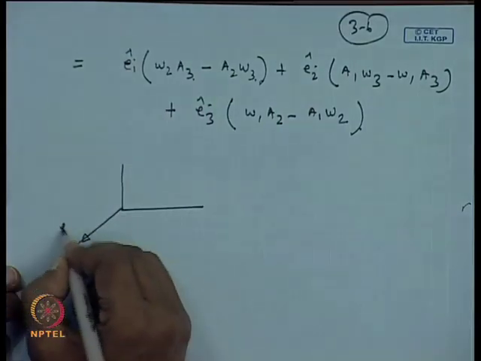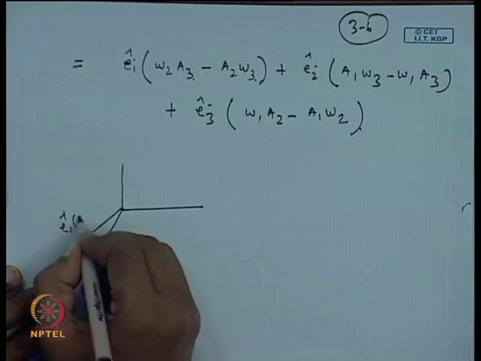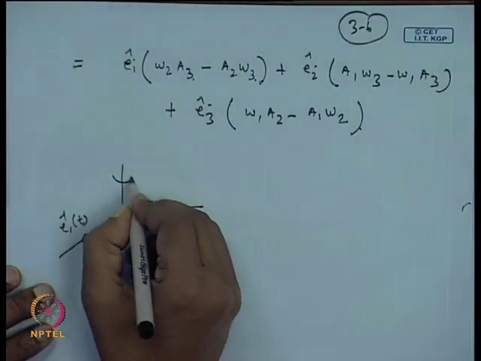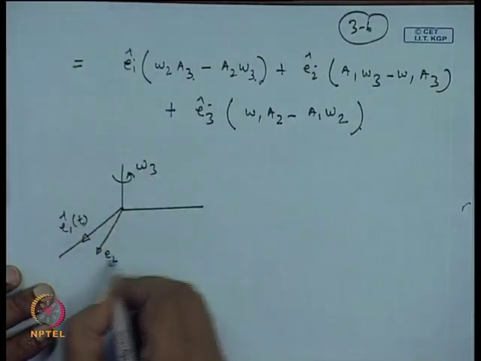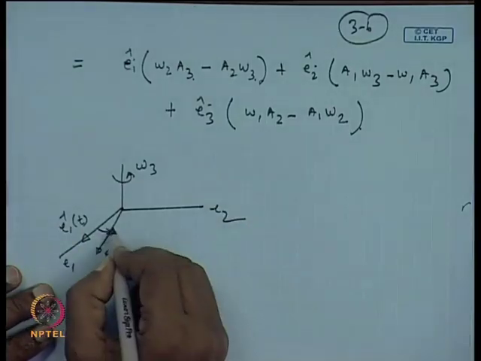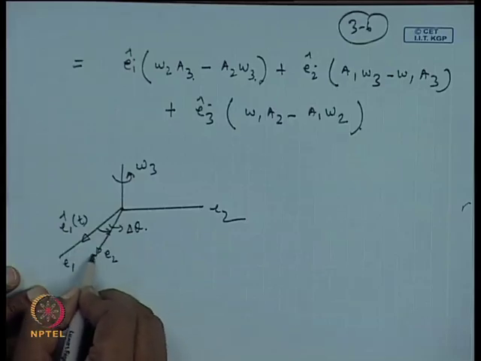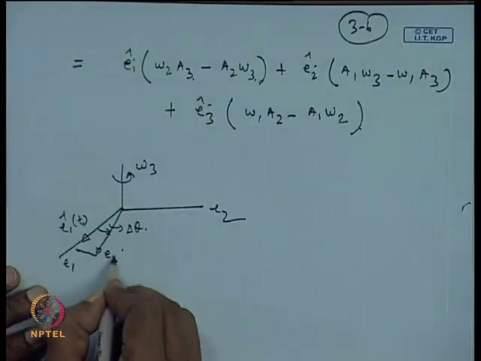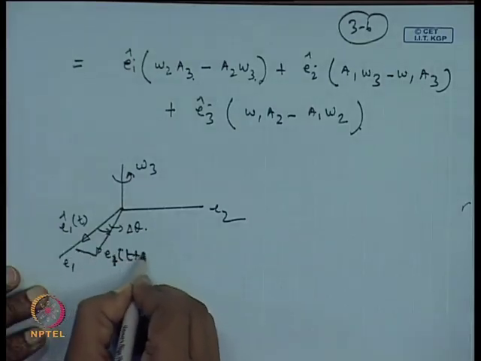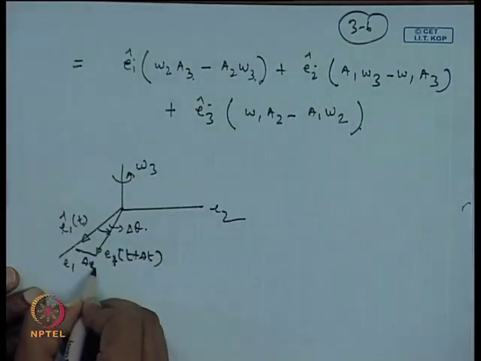This is your E1 cap and this is your E2 cap at time t, and this is basically due to the rotation omega 3 here, that it is changing in the E1 E2 plane, okay, and this we have written as delta theta. So, the change once E2 approaches this you are writing as E1 at t plus delta t and this is E1. So, this is your delta E1.